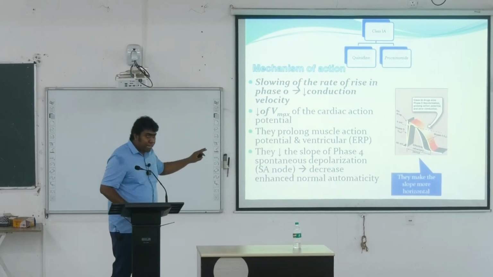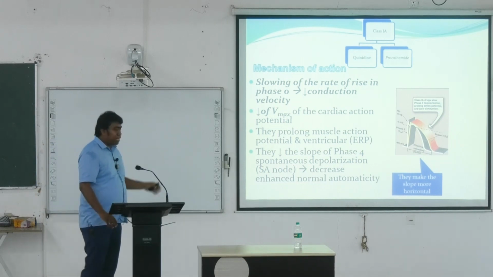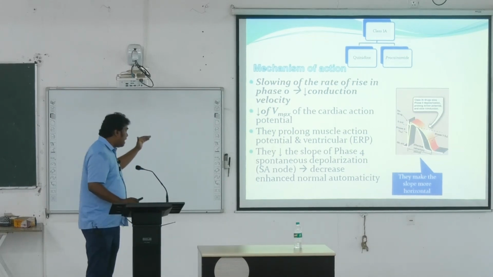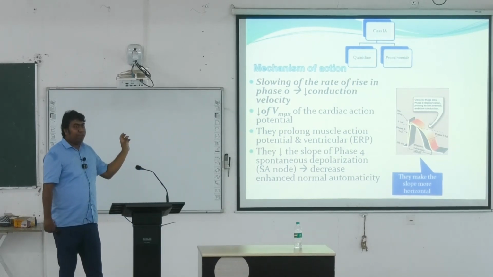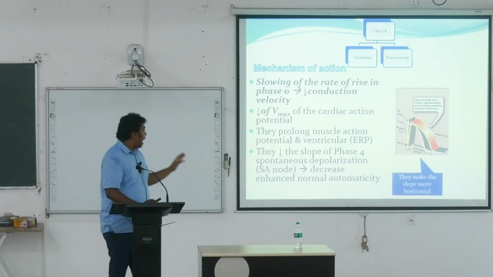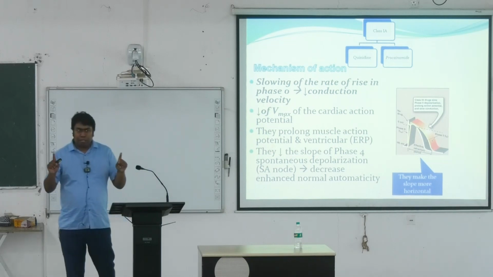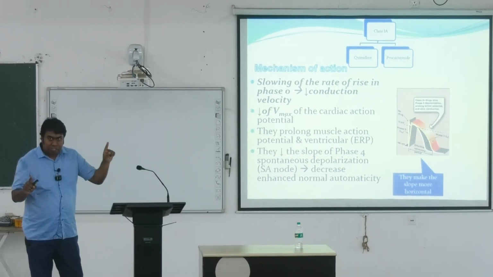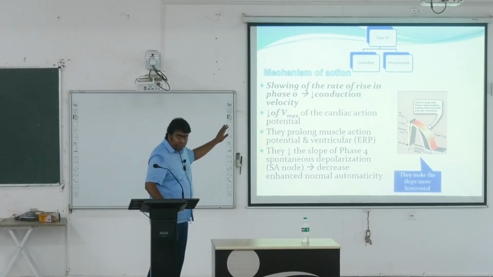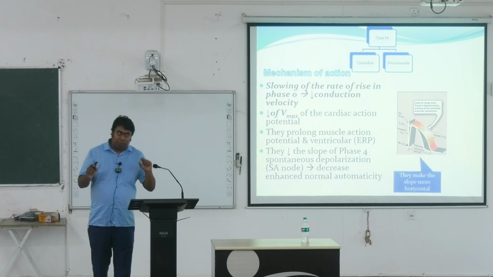Mechanism of action: slow rise of phase 0 reduces the conduction velocity, so Vmax will be less. They prolong the effective refractory period in the ventricle. And fourth, the slope of phase 4 will be reduced. So they are more effective on two phases, phase 0 and phase 4. Phase 0 slowing reduces conduction velocity, similarly phase 4 reduces automaticity.